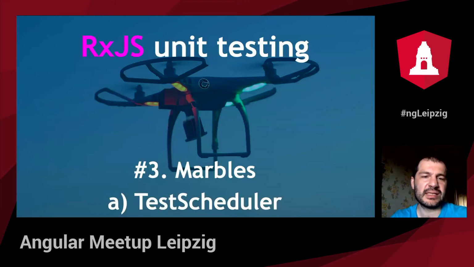And the RxJS TestScheduler has special methods that give us the possibility to create tests with marble diagrams. Even more, TestScheduler supports two ways to run such tests. Let's go deeper.